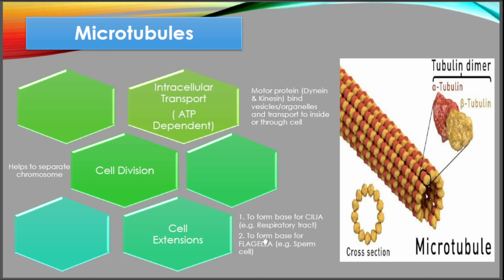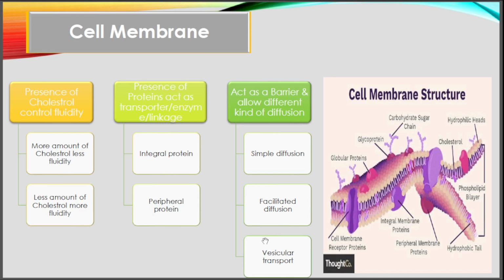Next one we have is the cell membrane. Whatever organelles we have discussed till now are being surrounded by the cell membrane. This membrane defines the boundary of a cell and separates the cell from the outer environment, and it is also responsible for transporting the material which is required inside and outside the cell, and for facilitating the electrical signaling between the cells.